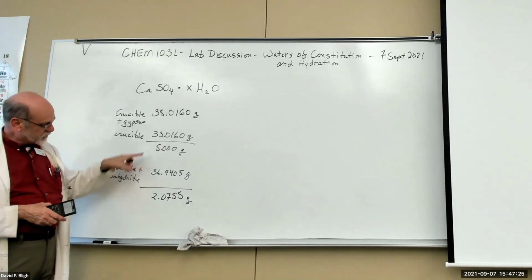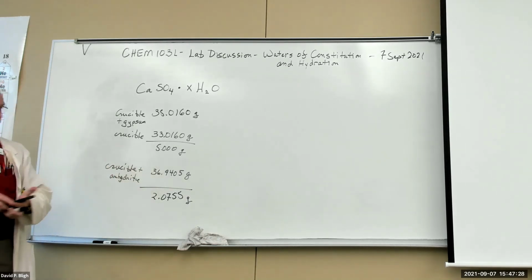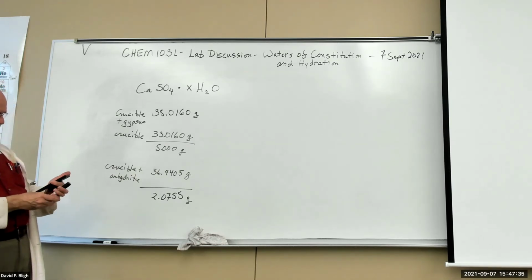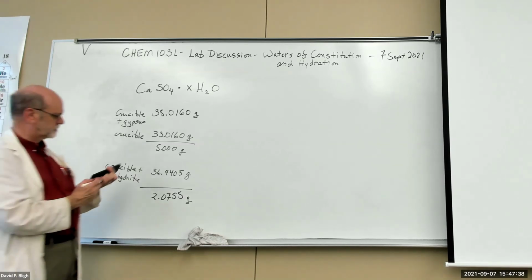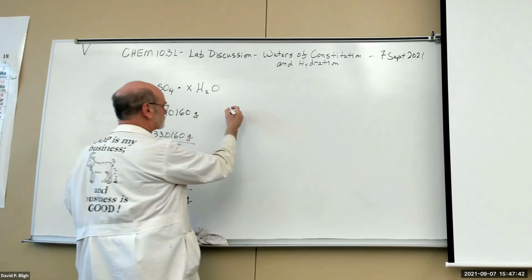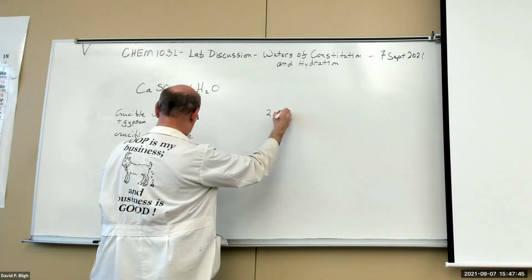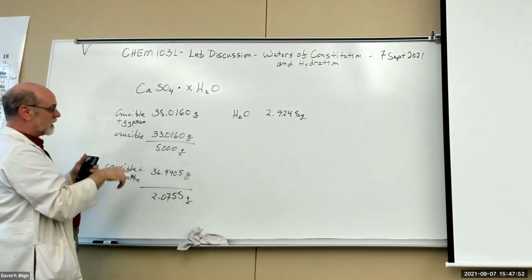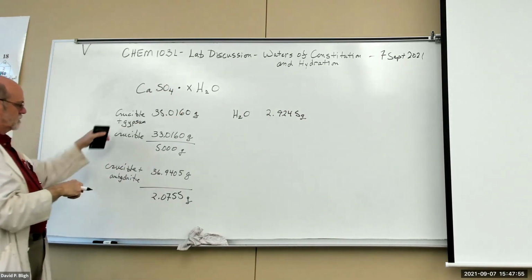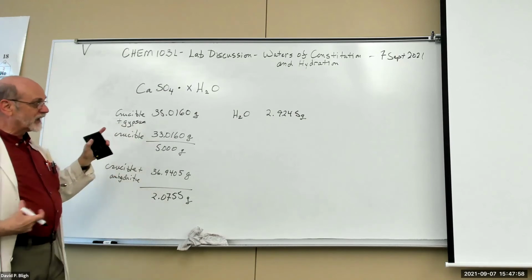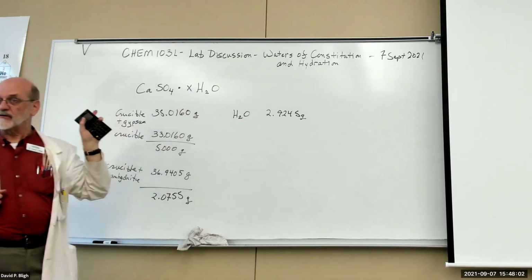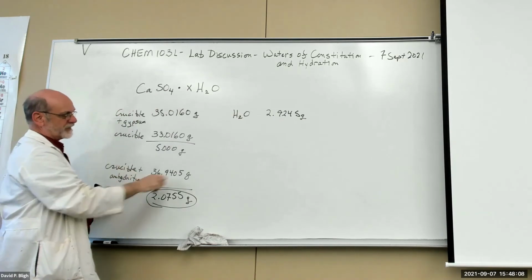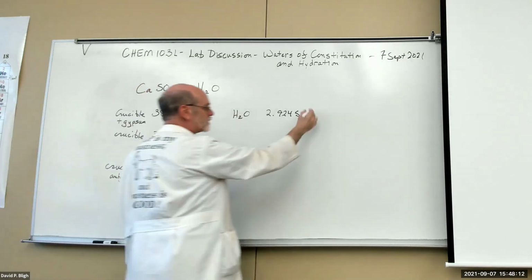Okay, so now if we subtract this one from this one, that's how much water was lost in the process. So let's see, 2.0755 minus 2.925 is .245 grams, and this is the water that was lost from this much of the gypsum. But we want to relate this amount of water to that amount of anhydrite. So we need this one converted to that many moles, and this one converted to that many moles.